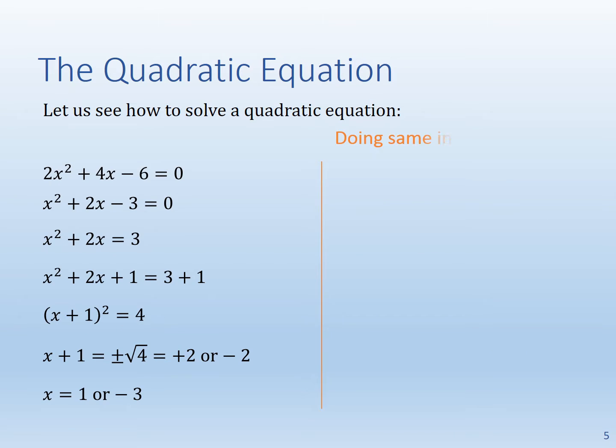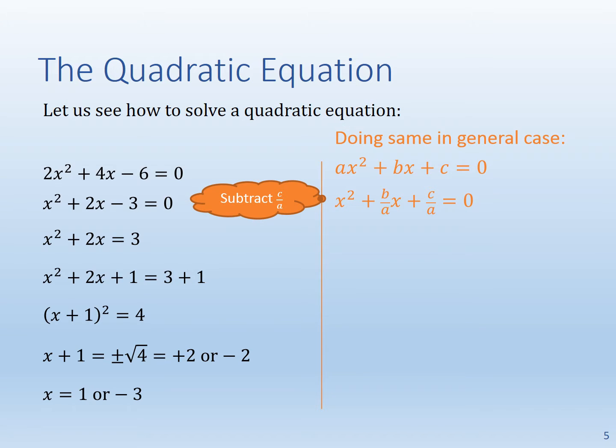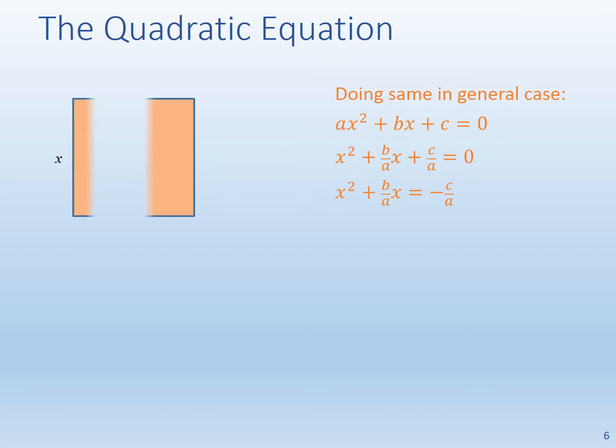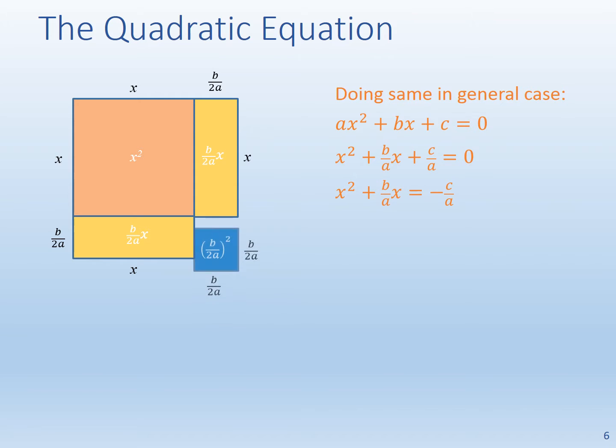We'll now do the same thing for the general quadratic equation. So firstly, we'll take a out, and then we will subtract the c over a to get all the x's on one side. And now we need to complete the square. We have an x squared and a b over a times x. We'll split that into two. Half of it goes on this side and half of it goes down here. And then to complete the square, we need to add that b over 2a all squared.